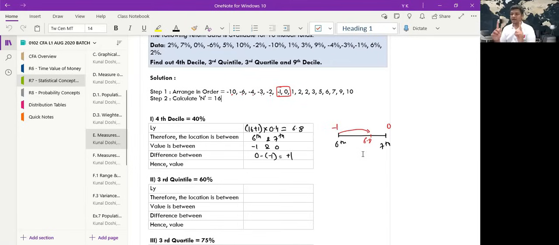Are you getting me? 100% of the distance, the gap is 1. I have to reach how much? Only 80% of the data. Are you getting it, everyone? So can you tell me how much is 80% of the data? How much should I add? Should I add 1 or 80% of 1?